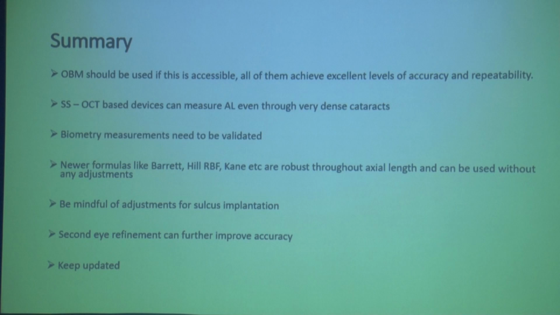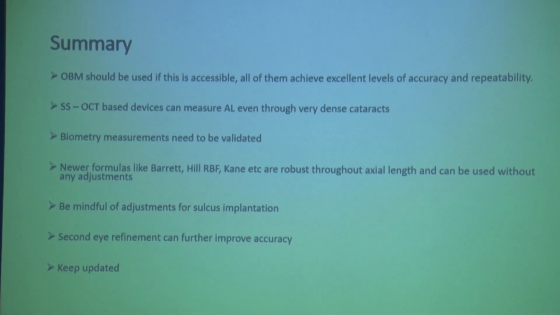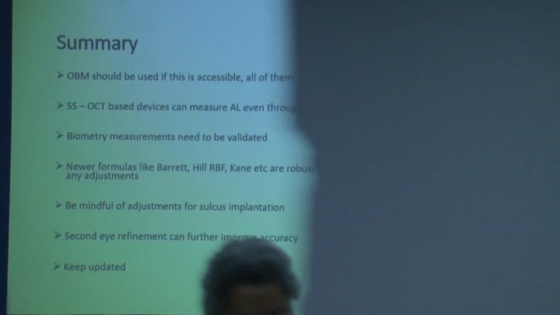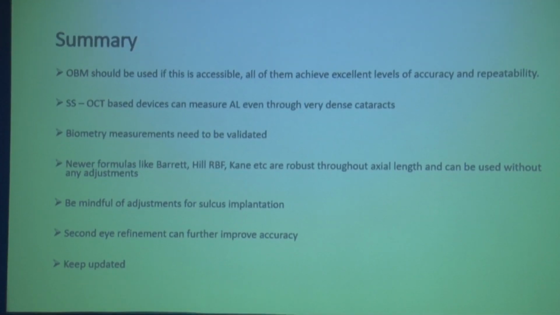So to summarize, optical biometers should be used if accessible, and swept-source OCT-based devices can measure axial length even through very dense cataract. Biometry measurements need to be validated. Newer formulas like Barrett, Hill RBF, or Kane are robust throughout axial length and can be used without any adjustment. Be mindful of adjustment for sulcus implantation. Second eye refinement can further improve accuracy, and you need to do updates. Thank you.